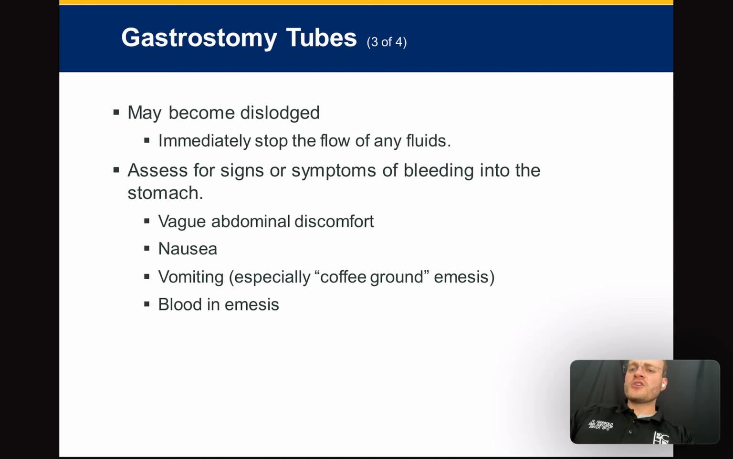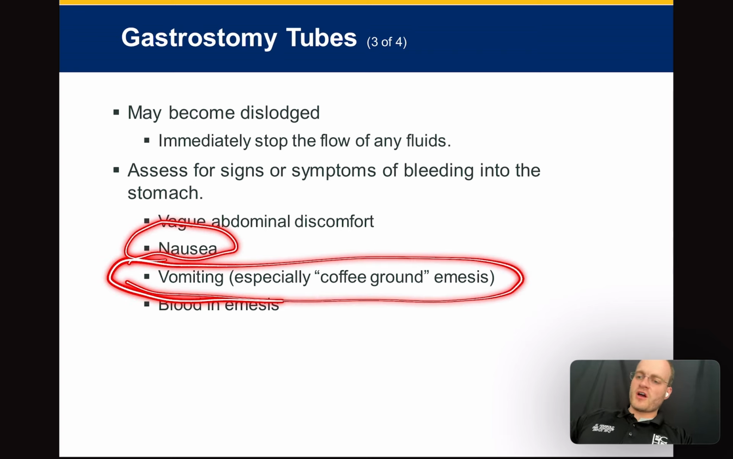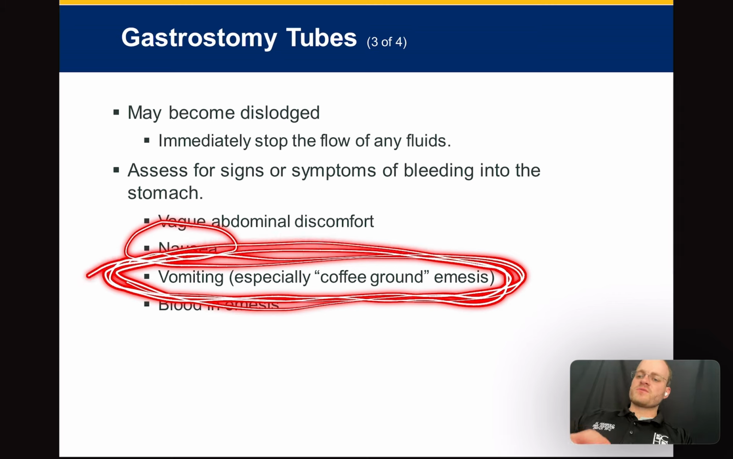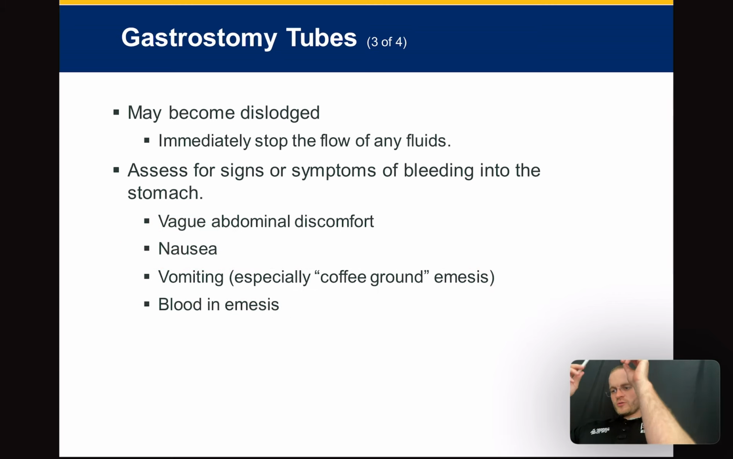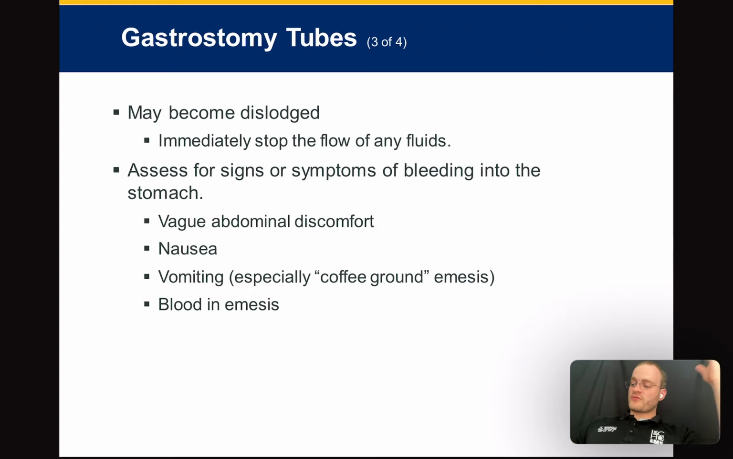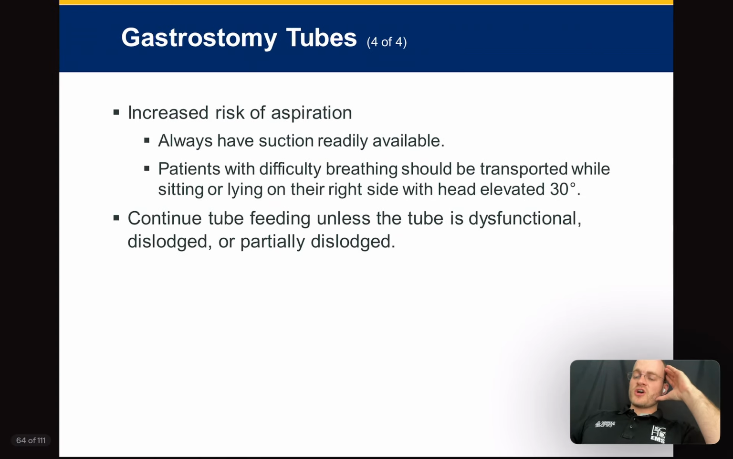And so you're going to assess for signs and symptoms of bleeding into the stomach. So this could be vague abdominal discomfort, nausea, vomiting, especially if you have coffee ground emesis, remember, hematemesis. And so this would be like partially digested blood. When blood touches the stomach, it gets partially digested. It looks like coffee grounds when you vomit it up. And blood in the emesis, you could just see frank blood. Remember, frank just means obvious. And so that's just frank blood.